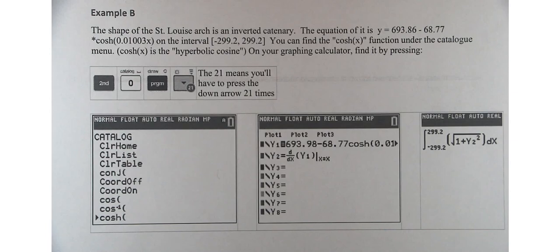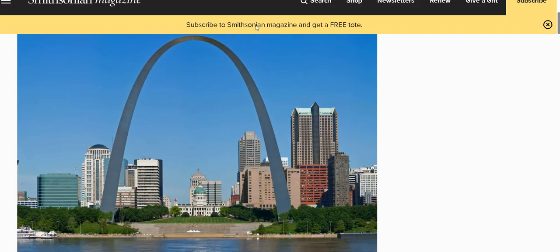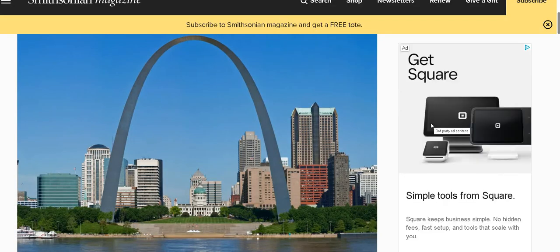So we're going to spend some time here this morning calculating the length of the Arch of St. Louis. If you're not familiar with it, let's take a quick look at it. That would be this one right here. It has a very specific shape that has a lot of neat history to it. It's called an inverted catenary.